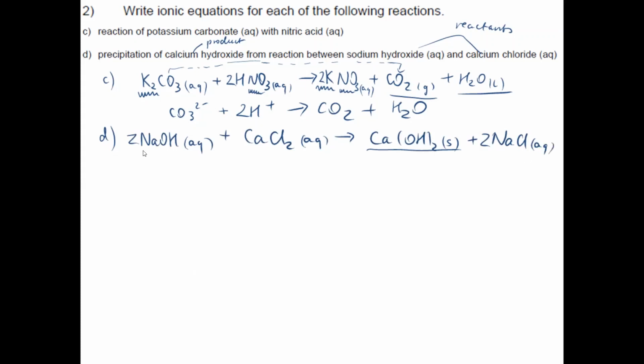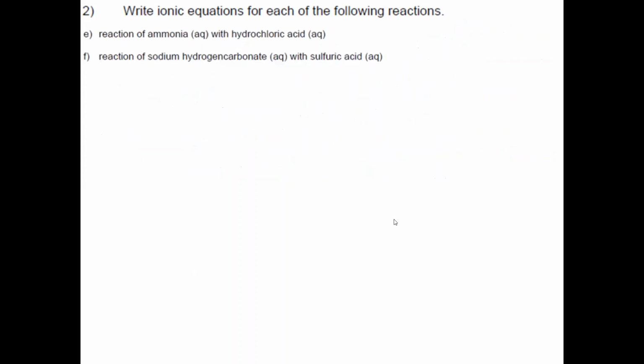On all the aq things, sodiums repeat and chlorides repeat. So I'm going to do the same thing as last time, just do things that don't repeat in ionic form. Gives you Ca(OH)2, precipitate. Okay, hopefully that makes sense.